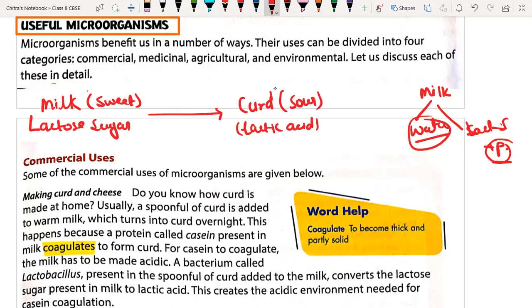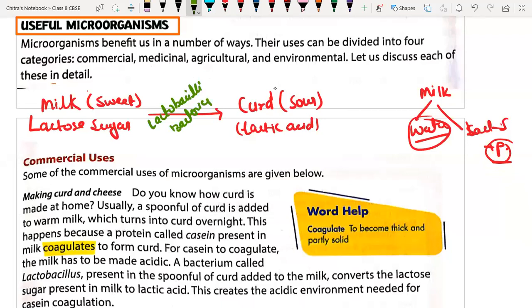Curd is sour to taste. Why is it sour to taste? Because lactic acid is there, and acids are substances which are sour to taste. So milk is converted into curd, and its flavor also changes from sweet to sour. It is due to the lactose sugar being converted into lactic acid. So here, lactobacilli bacteria are responsible for that process.